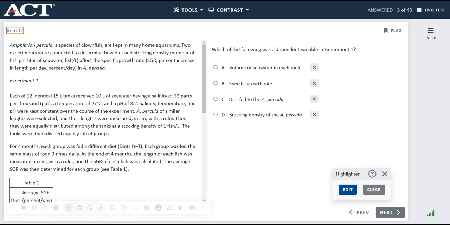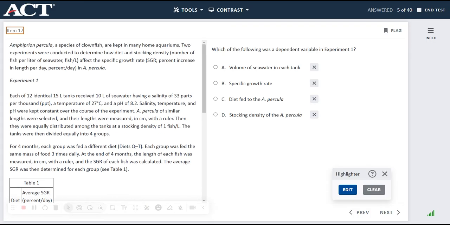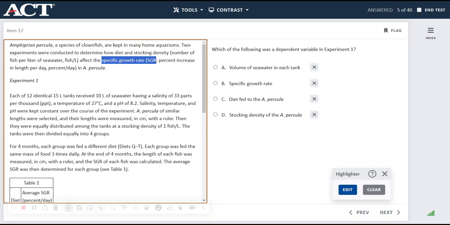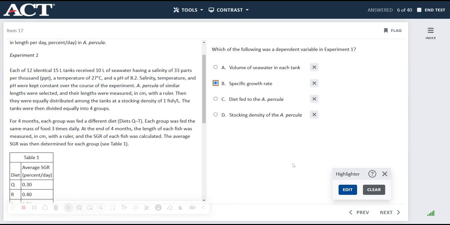And number 17, last one in this group: which of the following was a dependent variable? Okay, so the thing that's being measured, what are they measuring? They're measuring the average SGR, the thing that changes based on what you do to it. So the SGR, the specific growth rate, is the dependent variable, based on what other things change. It impacts the SGR, so B.